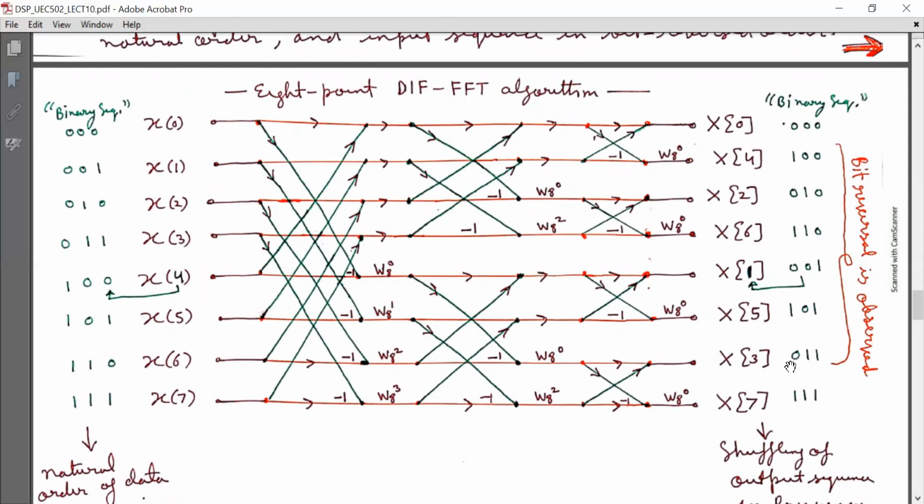When n is equal to 16, then there will be 4 stages, and we will perform the calculations in the same way.